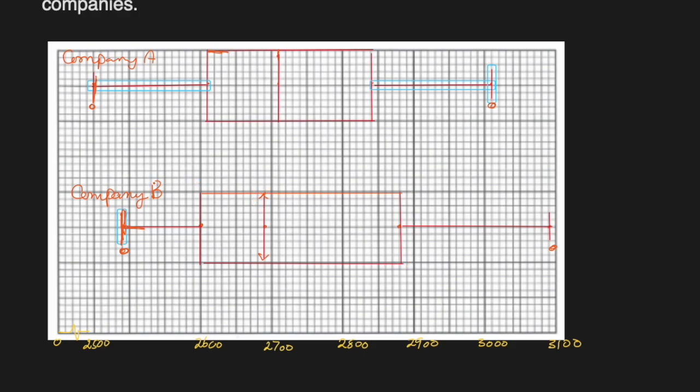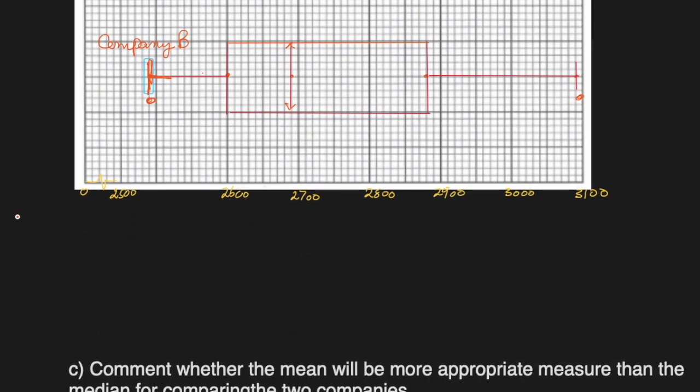However, most of the employees had lower salaries because its median is on lower side. So yes, it will be a good decision to compare their means rather than box and whisker plots. So that's what I'm going to write here under this box and whisker plot.